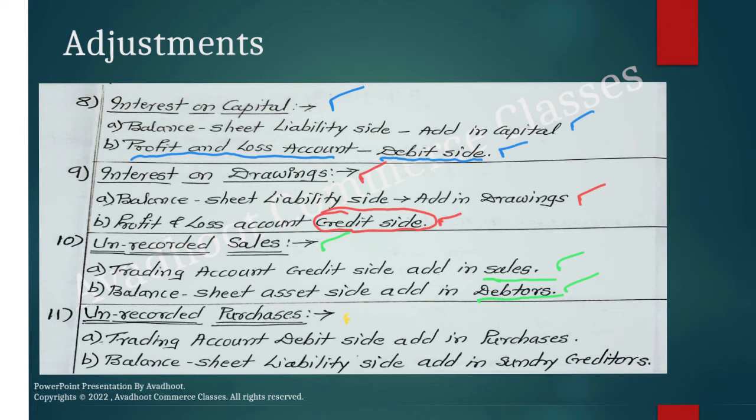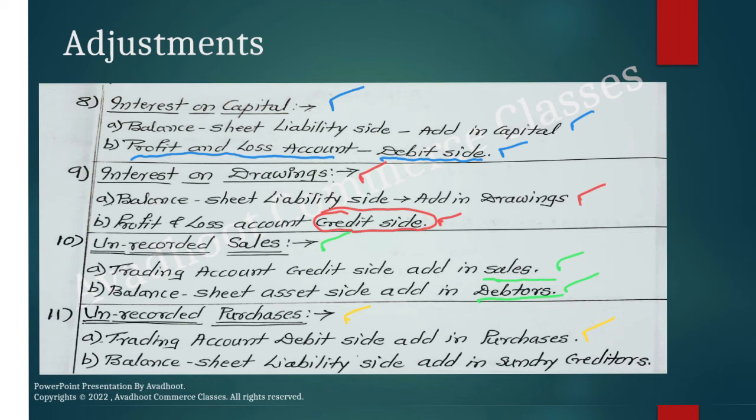Next, unrecorded purchases. We have made purchases, but they are not recorded. We were writing purchases in the trading account, debit side. After deducting, you may add, there is no problem. Trading account, debit side, add in purchases.